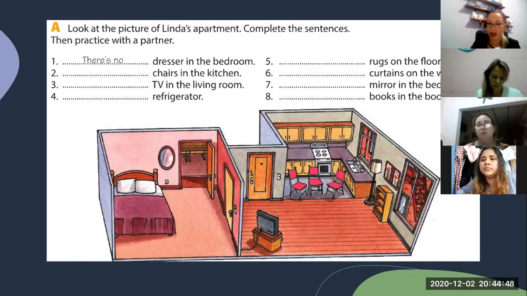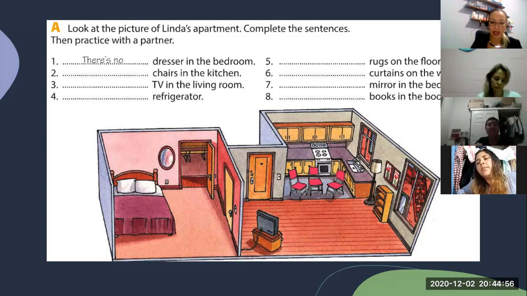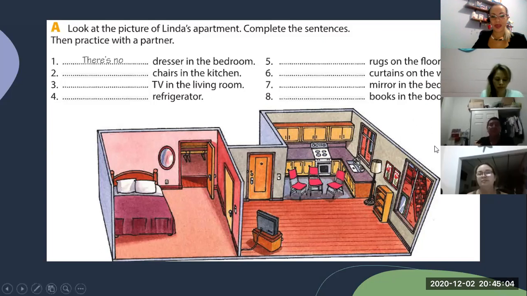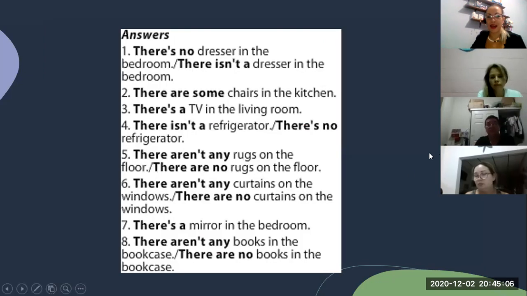There is a mirror in the bedroom. Number eight. There aren't any books in the bookcase. Excellent. We're going to check the answers. Esas son las posibles respuestas, así como las escuché. Excellent job. There is no dresser in the bedroom.